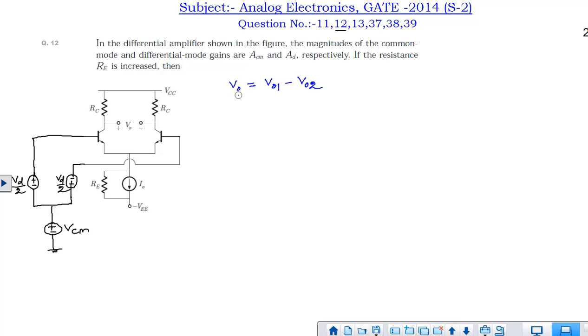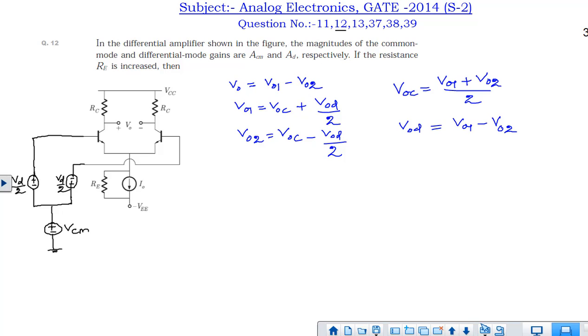Similarly, at the output also we can have common mode output as well as differential output voltage. So suppose VOC and VOD are the common mode voltage and differential voltage at the output, then we can represent this as V01 and V02 in terms of this common mode voltage and differential voltage like this. In a similar way, VOC is the average of both the output voltages, and VOD is the difference of the single-ended voltages at these two terminals.